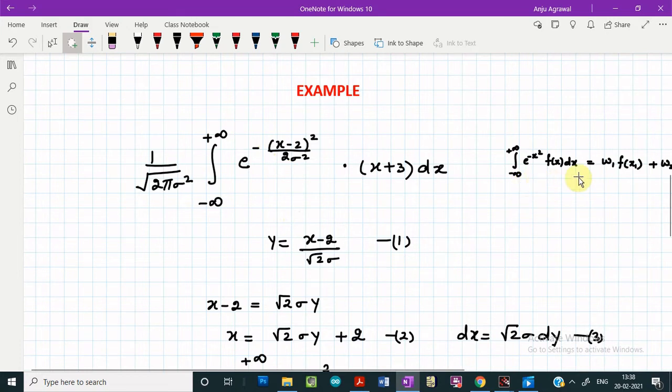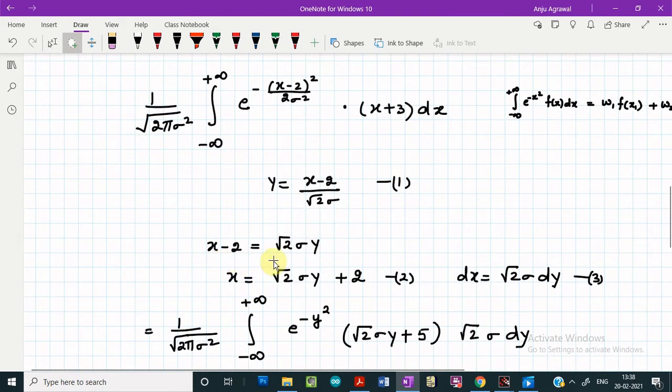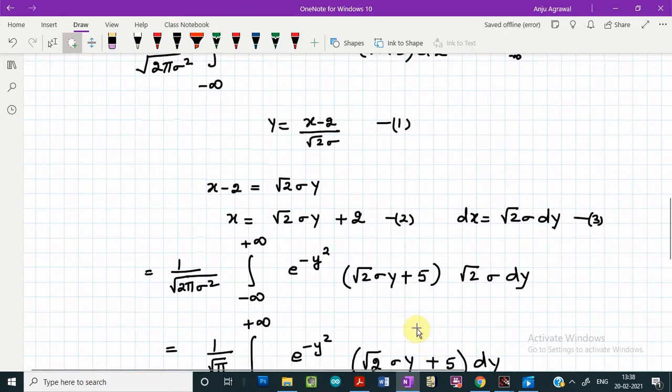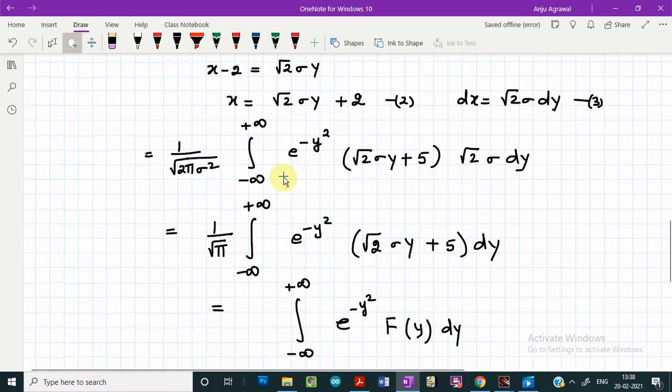So in a way, using this transformation, we can reduce this integral to this standard form. And once we have this standard form, then we can simply use the quadrature method. Using this transformation, if I rearrange this equation, we get this. And finally, x is equal to square root of 2 times sigma y plus 2. On taking the derivative, we get this. Now if we substitute equations 1, 2 and 3 into this integral, then this integral becomes this. If we simplify this further, square root 2 cancels out, and sigma also cancels out here. And finally, we are left with this integration.